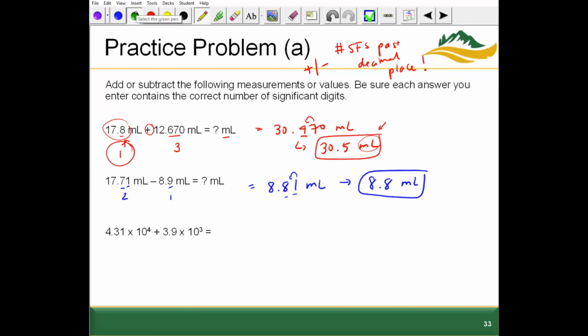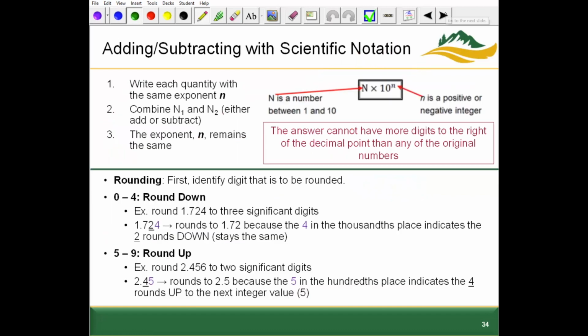Now this next one might look trickier because we are going to do an addition problem, but with 2 values that are in scientific notation. When 2 values are in scientific notation, we can follow this set of rules to help us solve that. To solve these kinds of problems, we are going to get each quantity to have the same exponent n, then we'll add these values here, and then we'll keep n the same. So let's try it together.